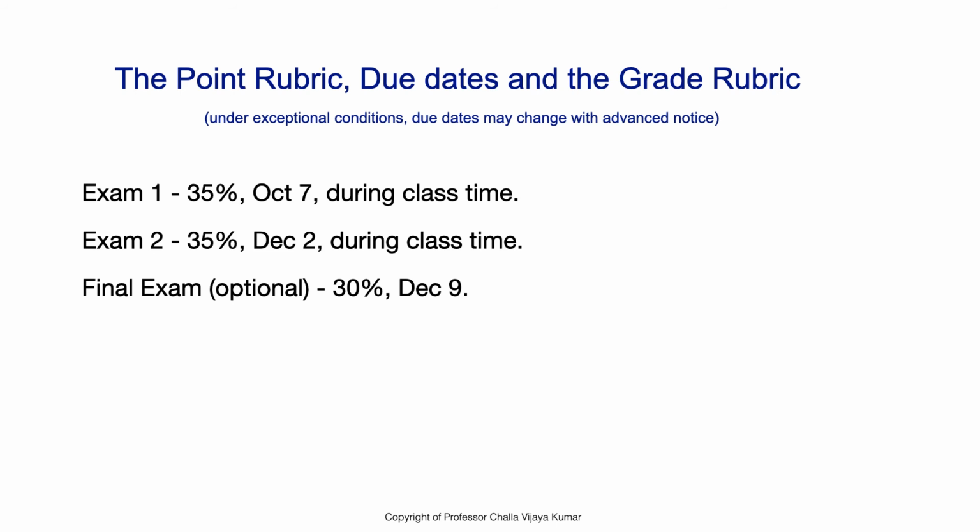And the final exam, as I mentioned, is optional. If you do not take it, it will be an average of exam 1 and 2 and then scaled up properly. It has 30% credit and will be given on December 9th, the last class period. So if you take that final exam that covers the entire course, you get whatever score you get. But if you opt not to take the final exam, then we will take the average of exam 1 and 2 and compute from that.